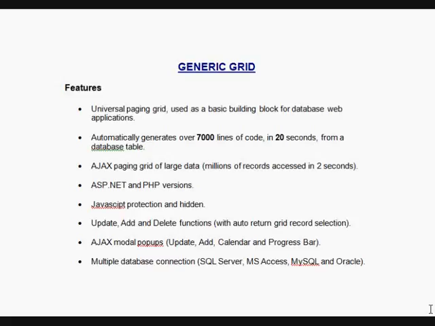Okay, this is a generic grid. It's got these features. As you can see, it has universal paging, automatically generates 7,000 lines of code in 20 seconds, and it has ASP and PHP versions. It's all Ajaxed and has all the growth features on the table. Add, delete, update. It has calendar controls, which are JavaScript, and progress bars.